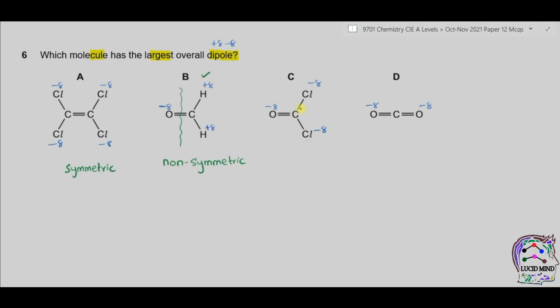In the third one, we can see that we have a 120 degree bond angle and all three sides are negative, so this is a symmetric distribution of negative charge. Again, in part D, we have a 180 degree bond angle and on both sides we can see that partial negative charges are present. So again this is a symmetric distribution of charges and there is no dipole present. The only unsymmetrical molecule is CH2O and therefore this will show overall dipole.